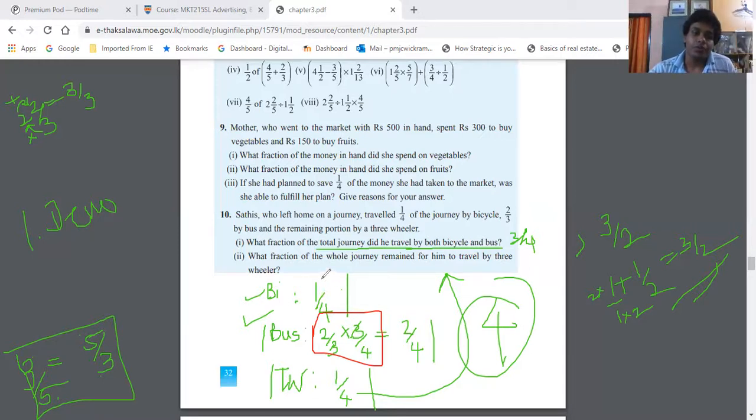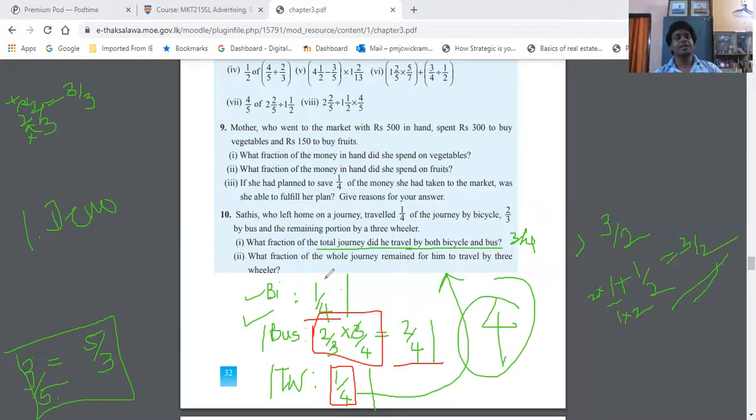So what we did was, we know the value of the bicycle. Now we know the value of the bus. We found the remaining value. The remaining value is 1/4. And then we used our concepts, what is given in the question, and completed that. And now we are moving on to what the question asked.